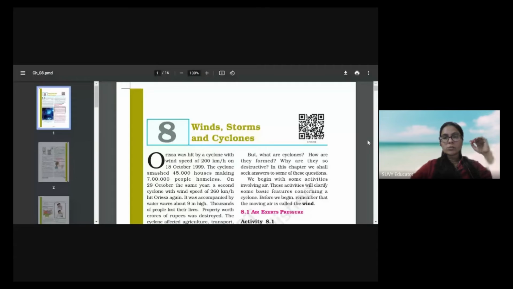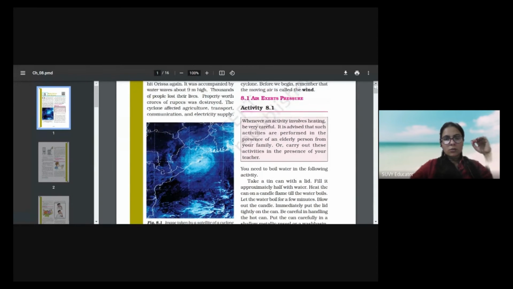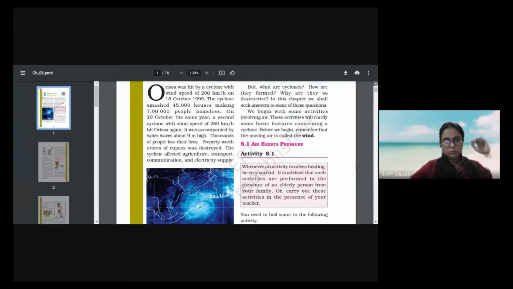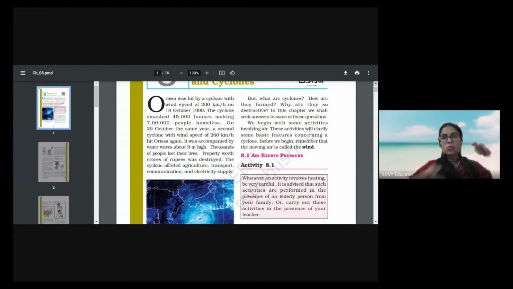Our next topic is wind, storms, and cyclones. What is wind? What is a cyclone? And what are storms? In the news or in the newspaper, you might have heard about a cyclone, that some particular area was hit by a cyclone, with very warm wind and a very high speed of wind taking place. So what are cyclones? What are wind and storms?